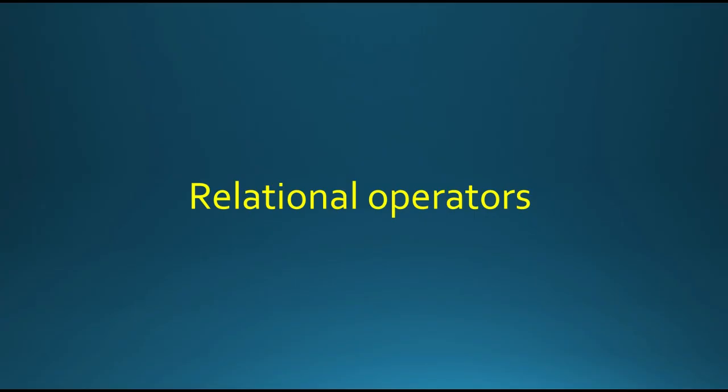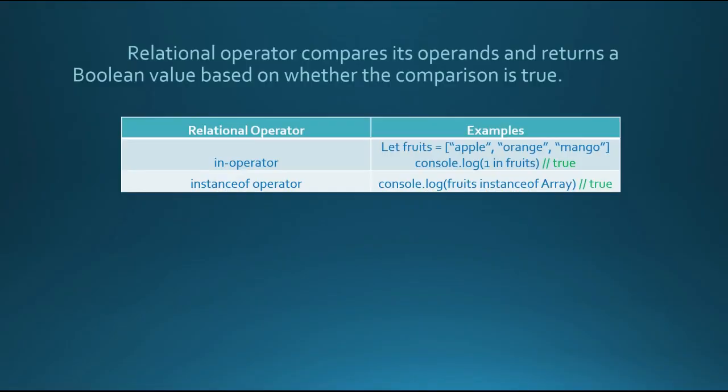Relational operators. In JavaScript, the in and instanceof operators are used to check relationships within objects and classes. The in operator checks whether a property exists in an object or an index exists in an array. The instanceof operator checks whether an object is an instance of a specific class or constructor. Both operators return a Boolean value, true or false, based on the result of the check.